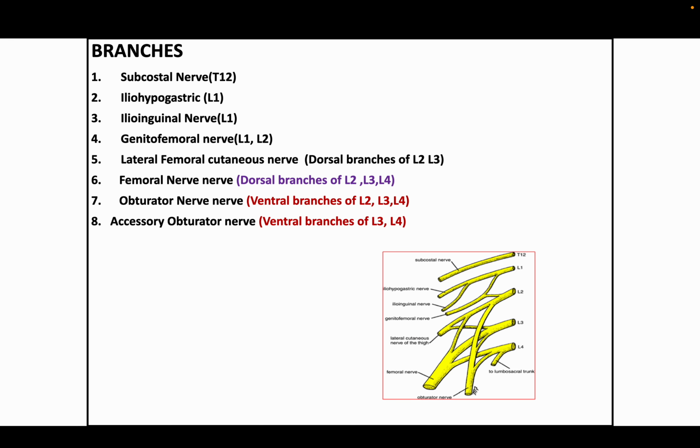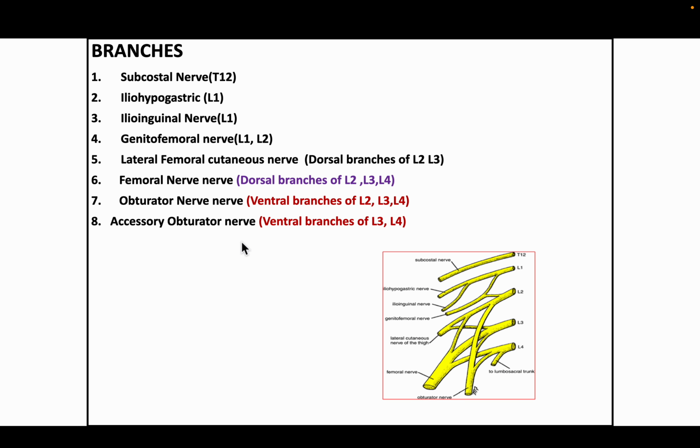So keeping in mind the formation of the lumbar plexus, these are the branches arising from lumbar plexus. First is subcostal nerve, then ilioinguinal and iliohypogastric nerve, then genitofemoral nerve, then comes the lateral femoral cutaneous nerve. You can see here, then femoral nerve, then obturator nerve, and last is the accessory obturator nerve. Out of this, the obturator nerve and accessory obturator nerve are the ventral branches coming from L2, L3 and L4, but femoral nerve is formed from the dorsal branches of L2, L3 and L4. And only L3 and L4, the ventral branches of these, they form the accessory obturator nerve.